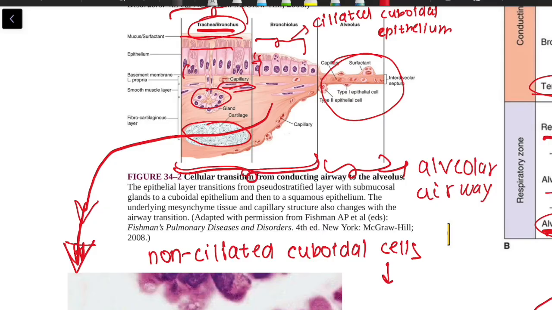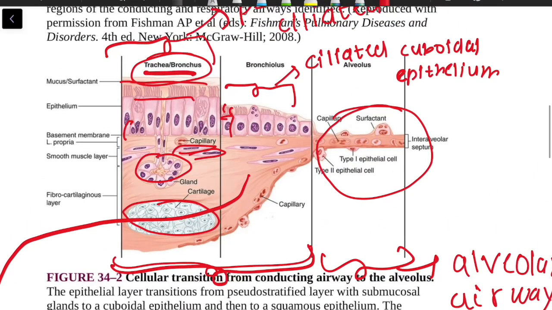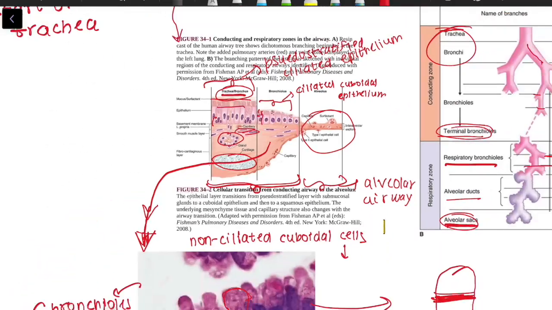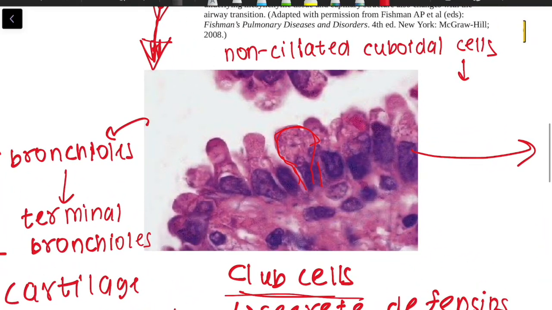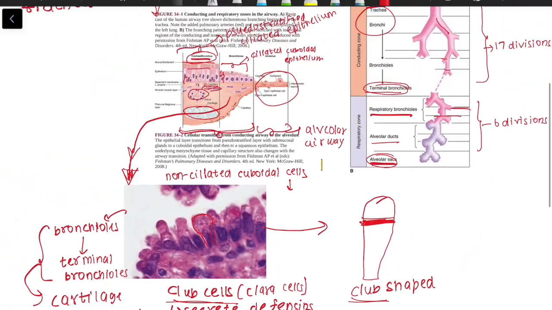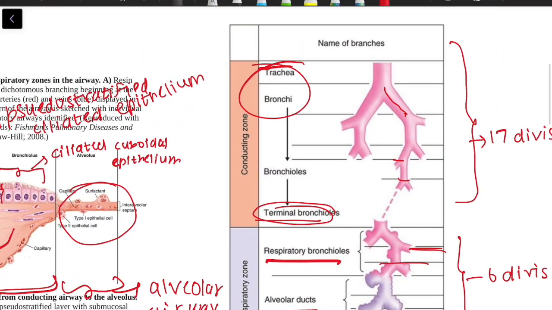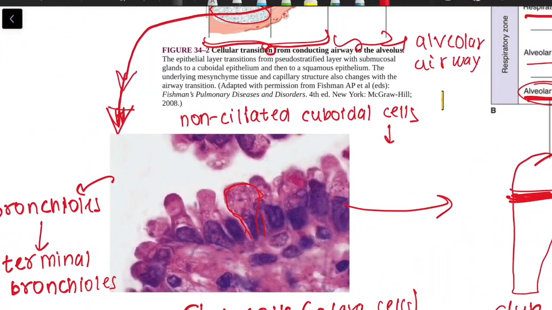Now I wanted to say one more thing, that in this layer, if I talk about the bronchioles of the conducting airway, there is a type of non-ciliated cuboidal epithelium, which are called club cells or Clara cells. Now, up to the bronchioles or the terminal bronchioles region, we see these cells in abundance. And as the name suggests, they are shaped like a club.